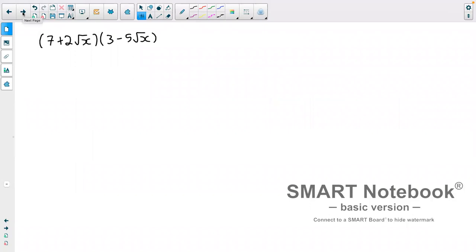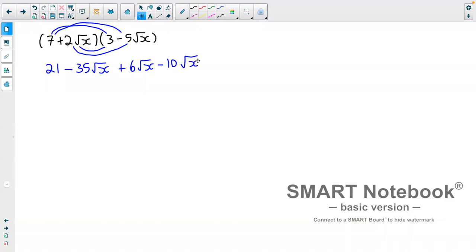So we have 7 plus 2 root x times 3 minus 5 root x. So look at this, we can see they're not conjugates, so we're not going to expect terms to cancel out. Instead, we'll just FOIL. So we've got 7 times 3 is 21. Then 7 times negative 5 would be negative 35 root x. Then we have 2 root x times 3, so that would be plus 6 root x. And then we have 2 root x times negative 5 root x. So that would be 2 times negative 5 is negative 10. Root x times root x is root x squared.